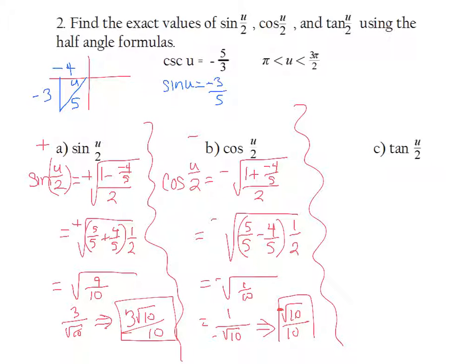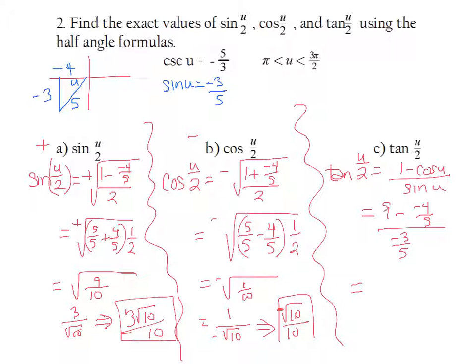Tangent of u over 2, or of your half angle. You can use either one. Again, I kind of like the one that has the monomial in the denominator. I'm going to do 1 minus the cosine of u over the sine of u. That's the one I'm going to use. I'm going to end up with a 1 minus the cosine, we've done every time, is negative 4 over 5. And that's going to end up over the sine of u, opposite over hypotenuse, is negative 3/5.